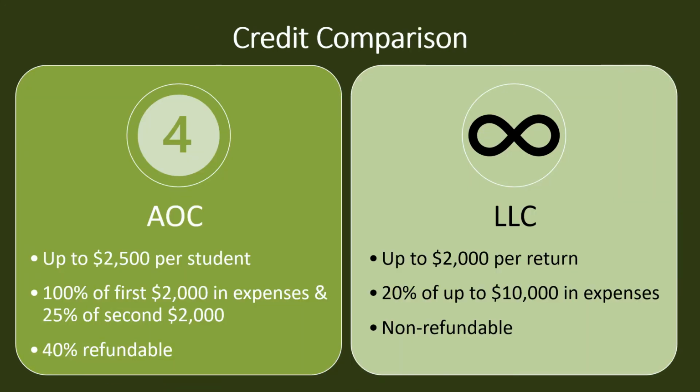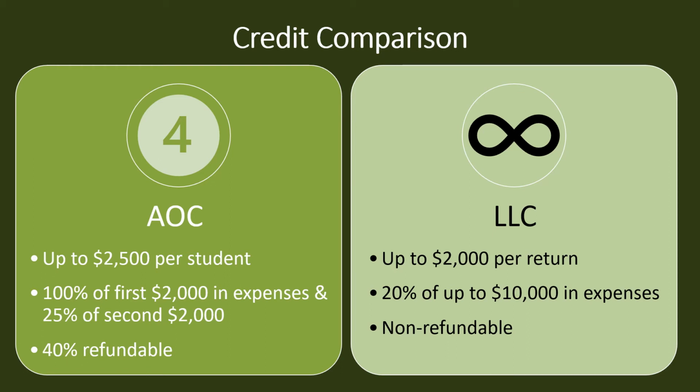So now that we talked about some basic requirements, we talked about what an eligible institution is and what are qualifying expenses and who qualifies to take these credits. Let's do a little credit comparison between our American Opportunity Credit and our Lifetime Learning Credit. So our American Opportunity Credit, remember again, it's good for the first 4 years of post-secondary education. So we're thinking like bachelor's degree. And it can be up to $2,500 per student.